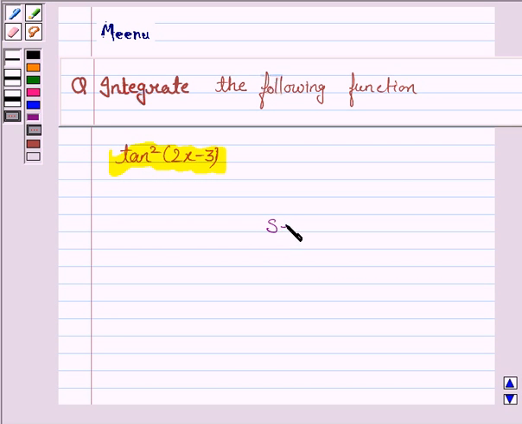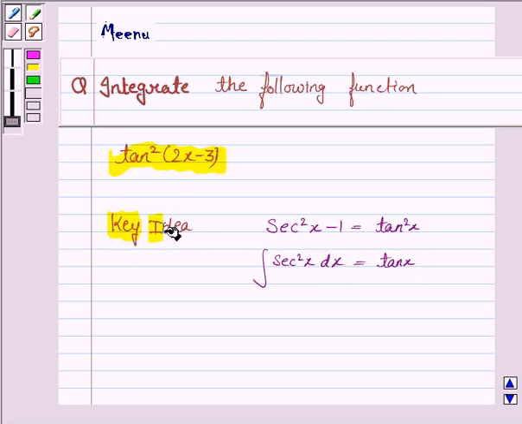Formula is secant square x minus 1 is equal to tan square x, and the integral of secant square x dx is tan x. So this knowledge will work as key idea. Let us now move on to the solution.